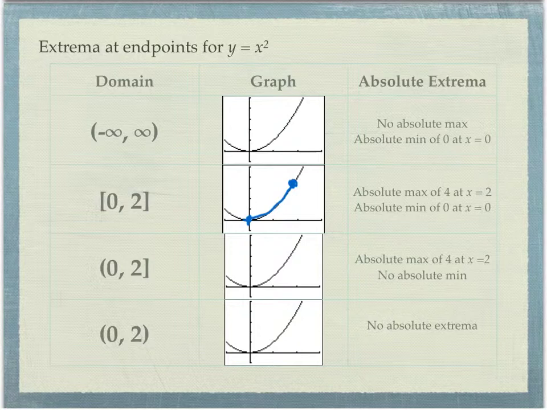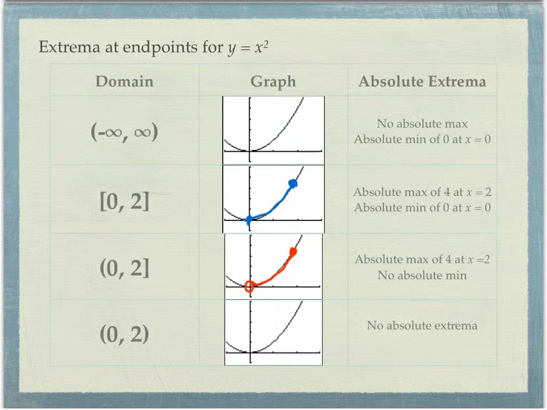Now let's take a look at the next one though. Here this is a little bit different. Now at 0, since we have that parenthesis like that, we have an open circle. Still at 2 we have a filled-in circle like this for an endpoint. So now my graph looks something like that. Notice we still have our absolute max because of the filled-in circle, but, and this is something that confuses students sometimes, there is no absolute minimum.